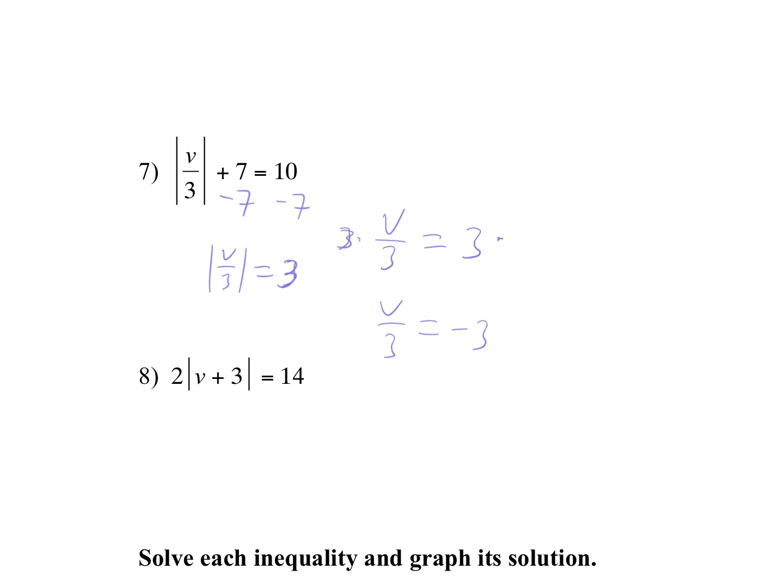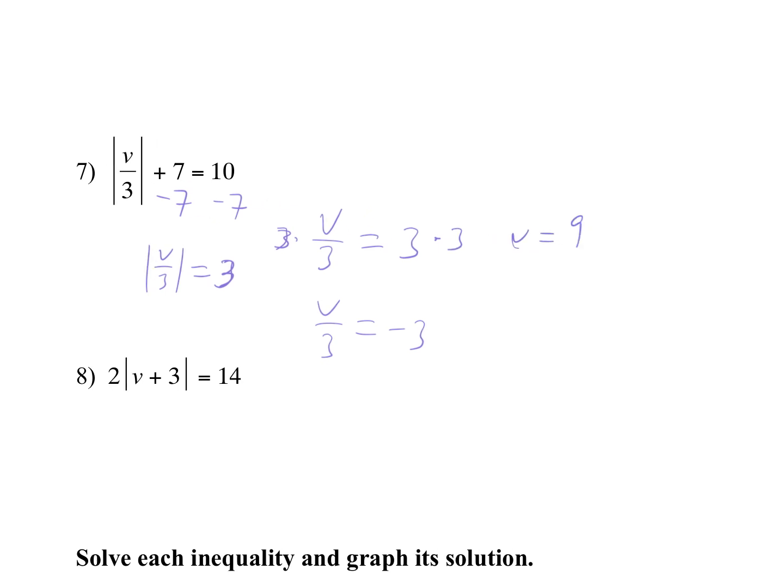So let's multiply by 3 on both sides, and we should get v equals positive 9. And then you want to multiply both sides by 3, and you get v equals negative 9.